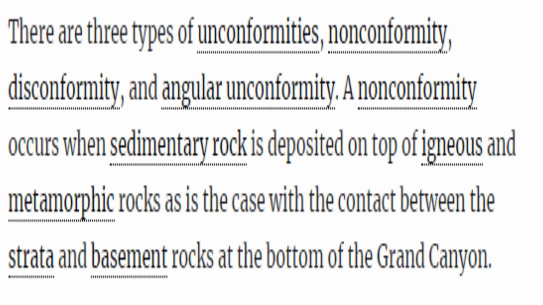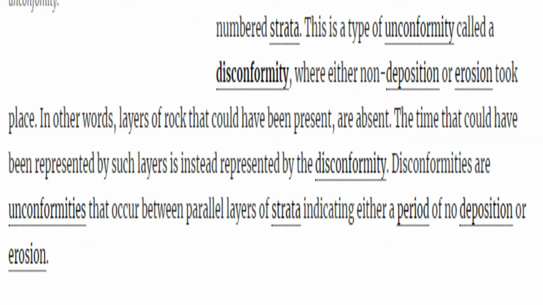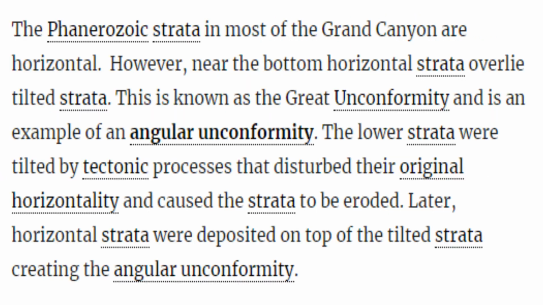Nonconformity, which occurs when a sedimentary rock is deposited on top of igneous and metamorphic rock. Disconformity, which occurs when either non-deposition or erosion took place. Angular unconformity, which occurred due to tectonic disruption to the original horizontality of the strata, which then erode and have new strata deposited on top.